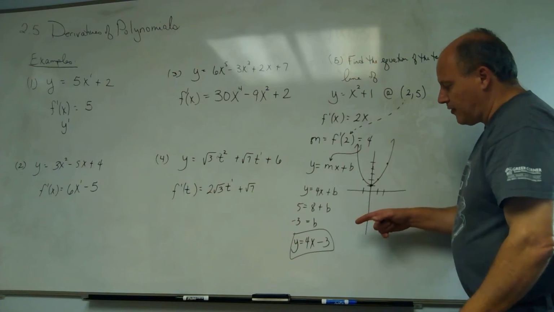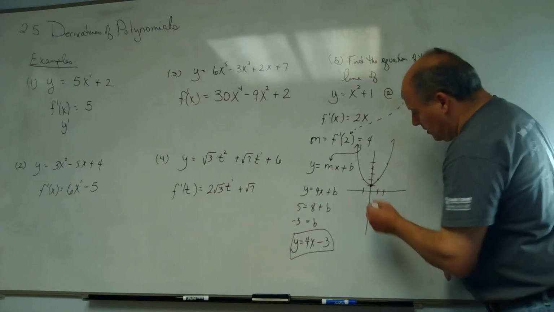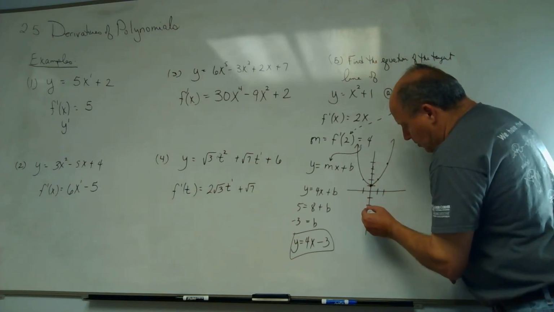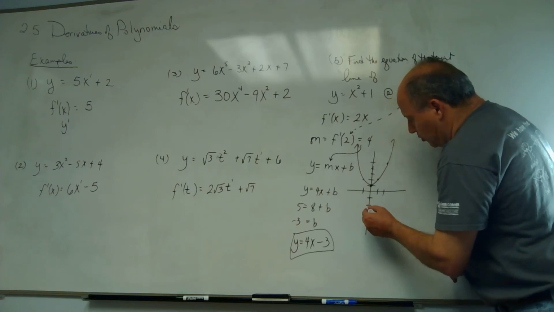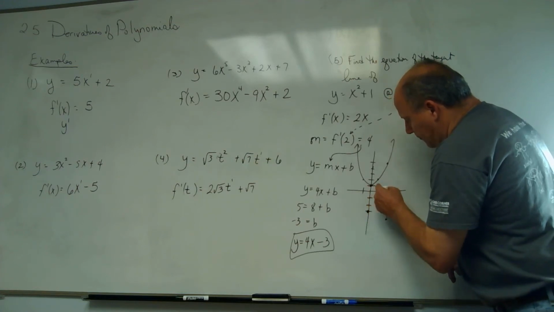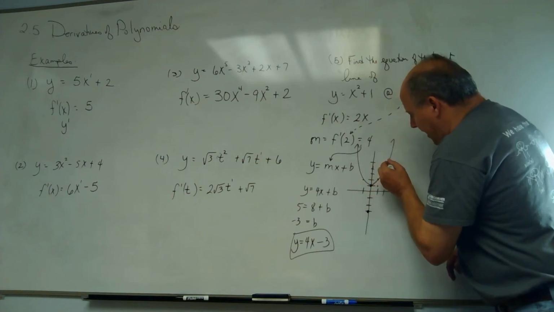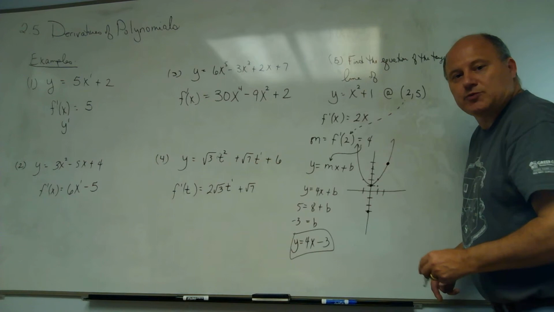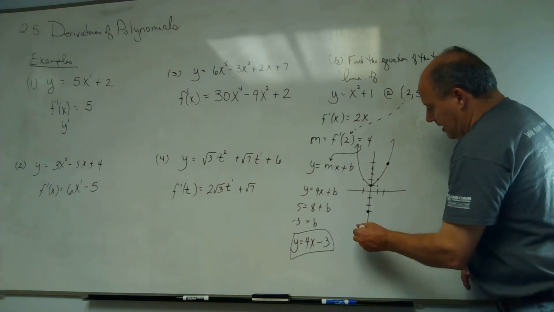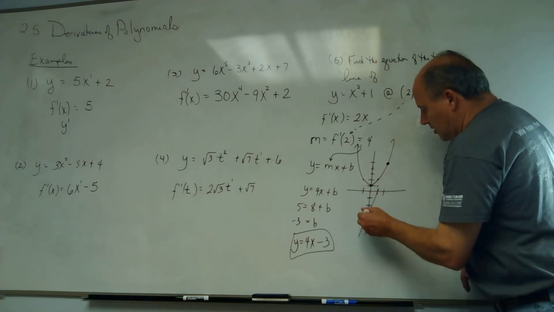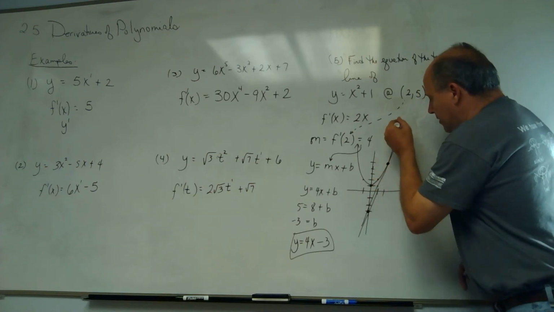If you were to graph 4x minus 3, this is what it looks like. 1, 2, 3 is the y-intercept. 4 is the slope. So 1, 2, 3, 4, right there. 1, 2, 3, 4, right there. Bam! Hit the graph right there, which is what it should do. And so if you connect these points, and I'm not the best artist in the world, it goes right through there.